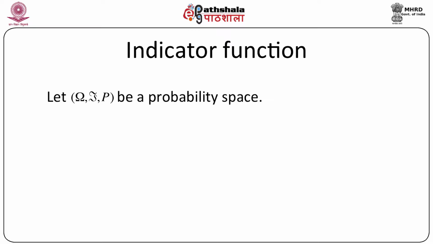Suppose omega, script F and P be a probability space. Since we will finally try to investigate the relationship between them, or how to develop a probability theorem or probability result in terms of indicator function, here we are going to define the indicator function with respect to a probability space.